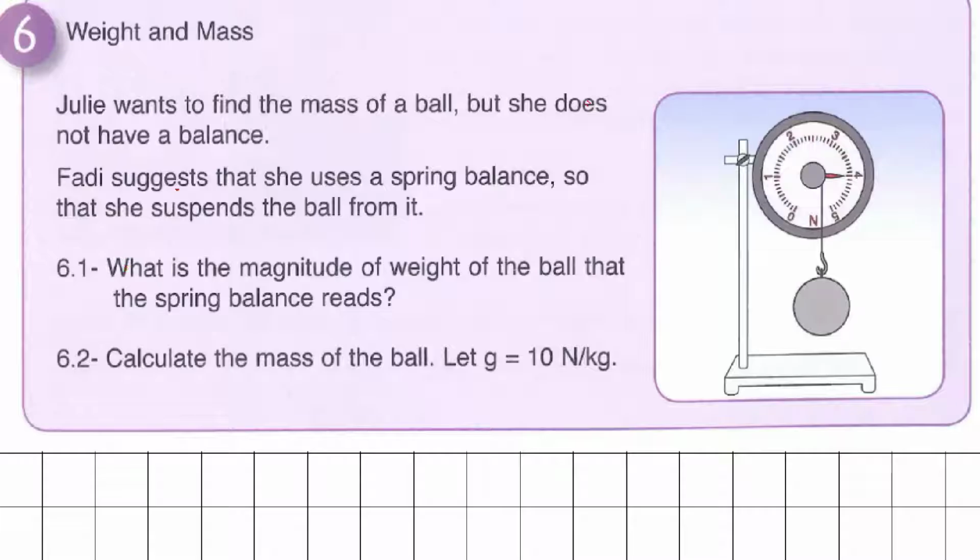So now, before referring to these questions, the spring balance is an instrument that measures the weight, and whenever we determine the weight, we can deduce the mass because they are related to each other via the following formula. Weight is equal to m multiplied by g.